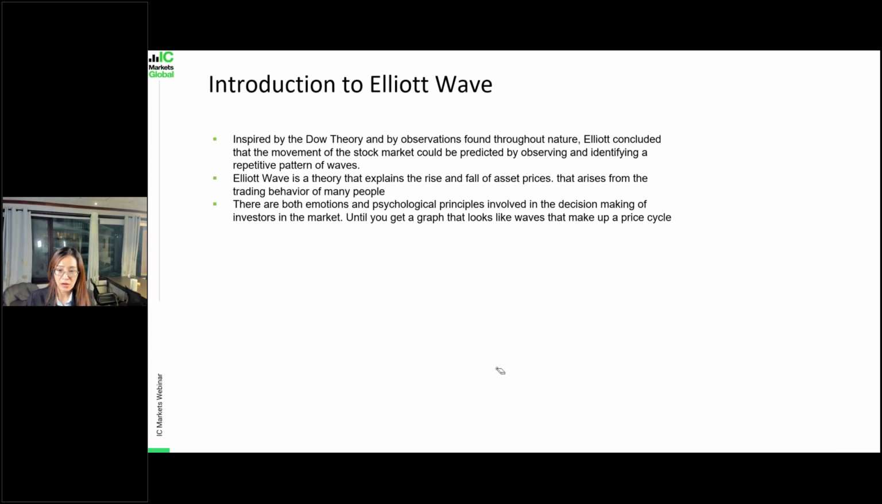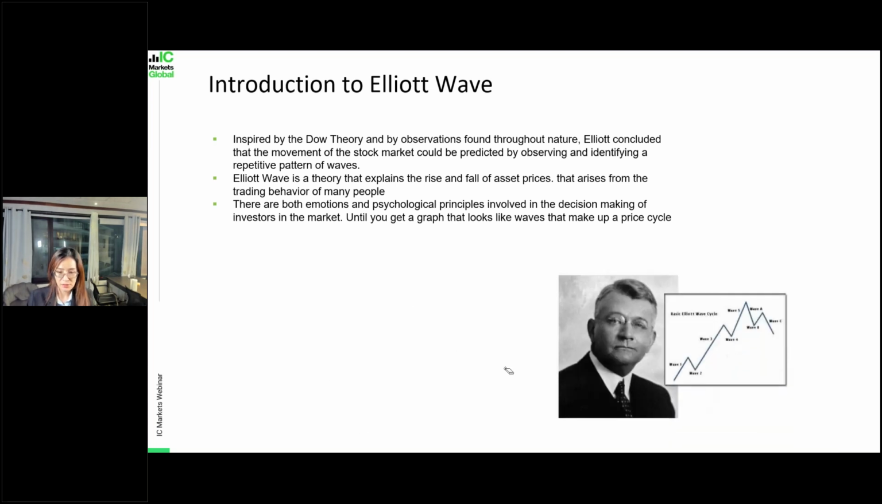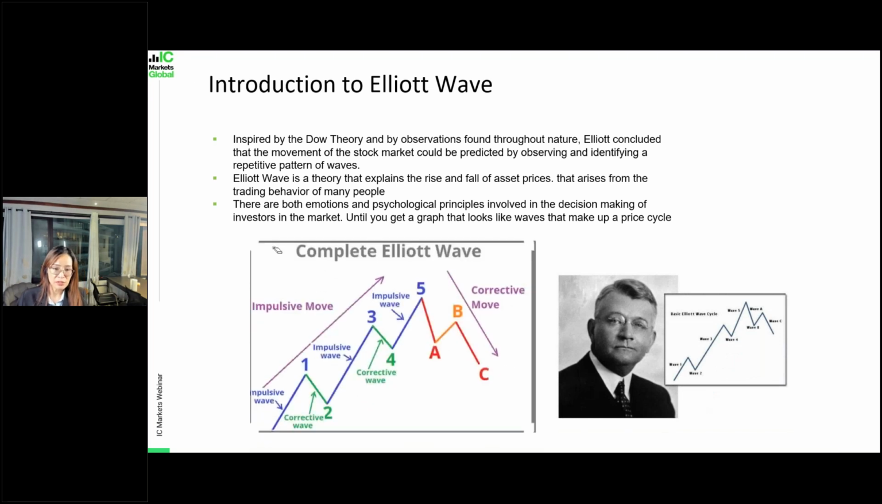So how does it look? This is Mr. Elliott, and this is how Elliott Wave looks in a full market cycle. There will be the impulse wave and the corrective wave here, and I will explain in the next slide, so you don't have to worry about this. Basically it looks like this: there will be 1, 2, 3, 4, 5, which we call impulse, and the corrective move will be A, B, C, or zigzag.